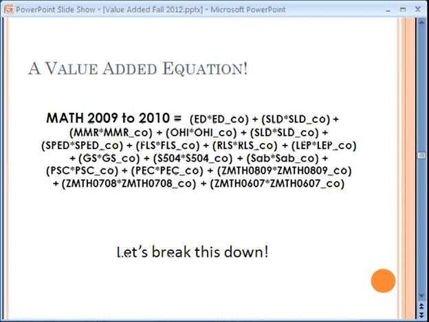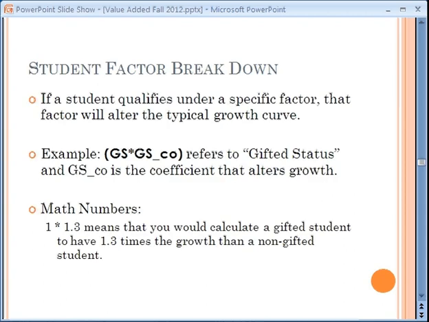We've already seen a value-added equation in our previous webinar, and now what we're going to do is break down these parentheses and better explain the math behind this equation. Let's first talk about how we break down student factors, and I'll give you an example.